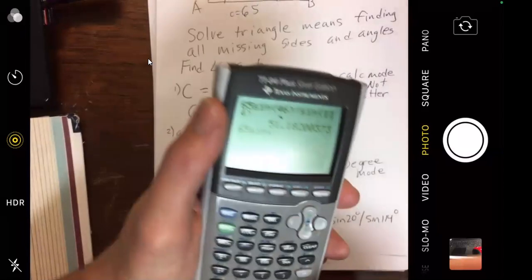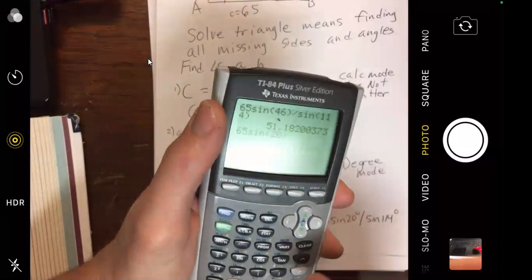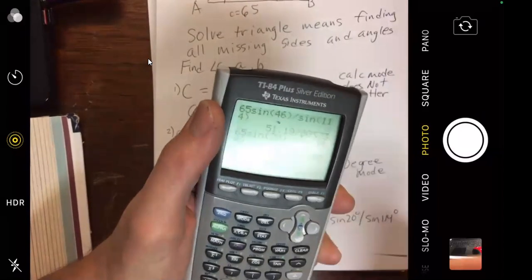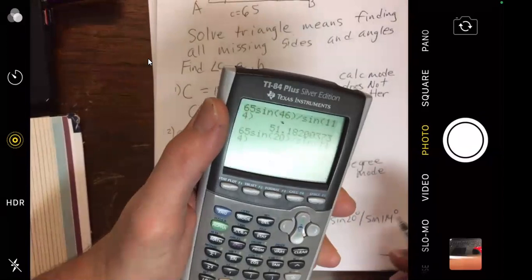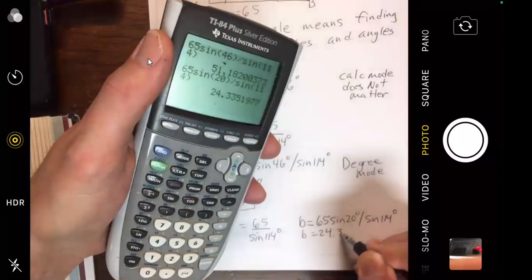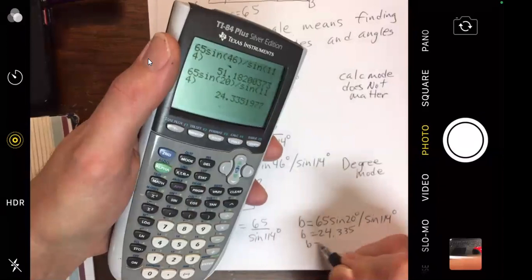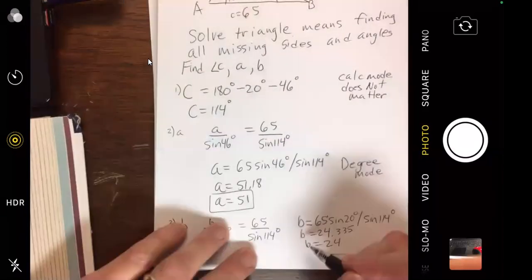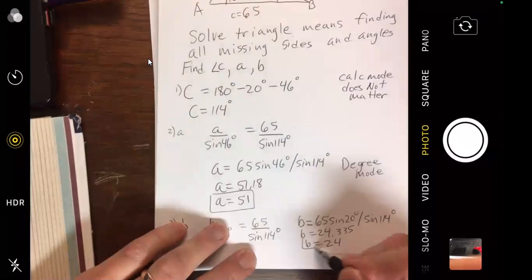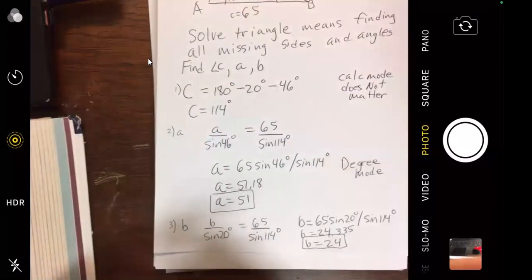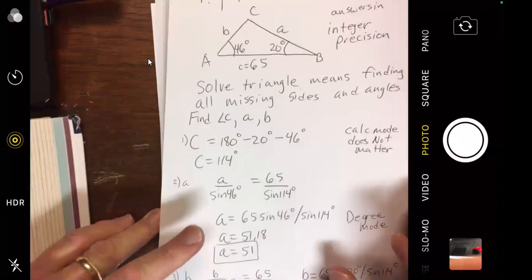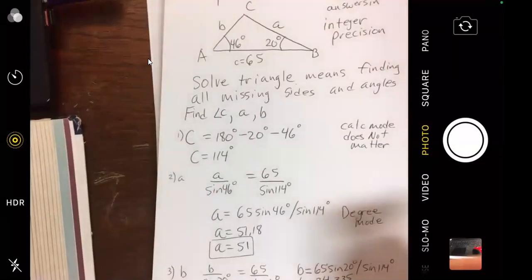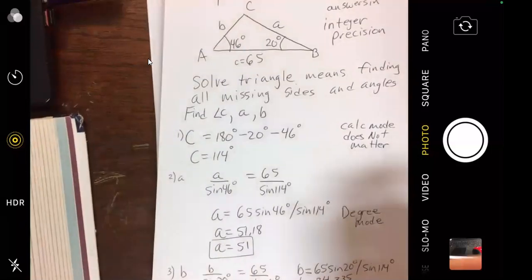Sine 20 divided by sine 114. 24.335. In the book, we call that 24. Integer precision, pretty straightforward. Let's try one where they don't give you a picture.